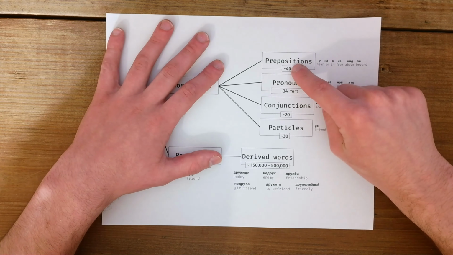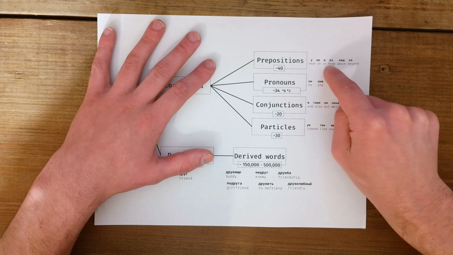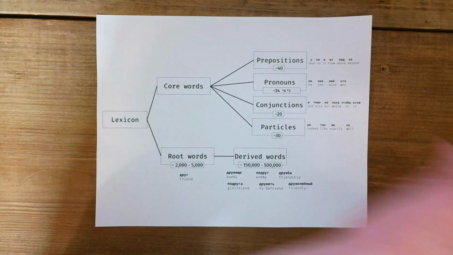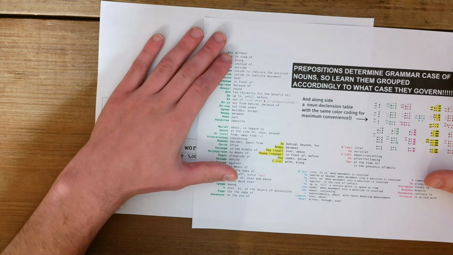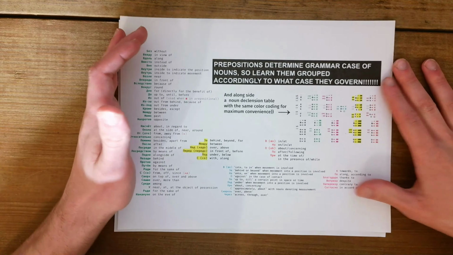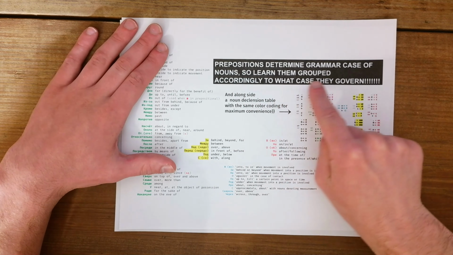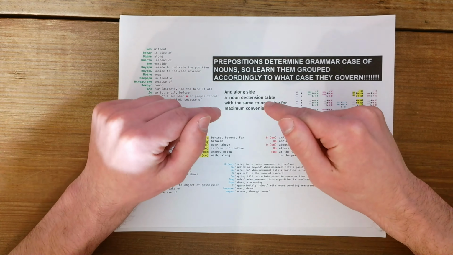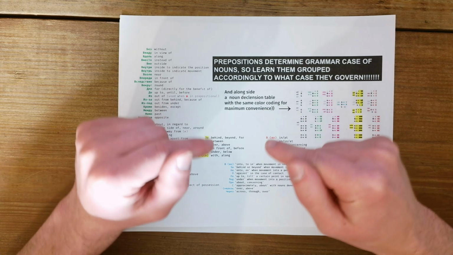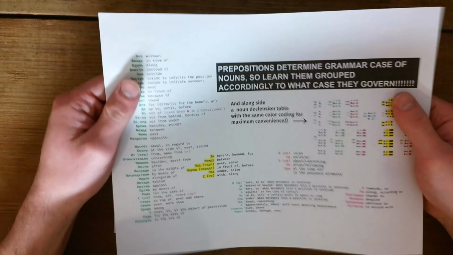So to start with, we have prepositions. These are small words that show relations, like near, on, in, from above, beyond. Prepositions determine grammar case of nouns, so learn them grouped according to what case they govern, and alongside a noun declension table with the same color coding for maximum convenience. Very convenient. Way to go.